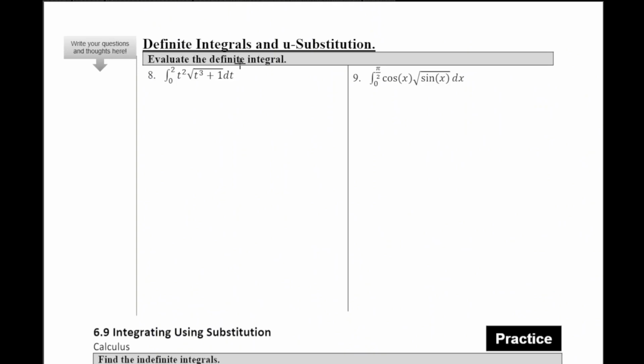Last two examples right here. Now we're going to do definite integrals in u sub. So the integral from 0 to 2 of this whole thing right here. So what we can do is set u equals t cubed plus 1, du is equal to 3t squared dt, so then divide both sides by 3t squared, dt is du over 3t squared.